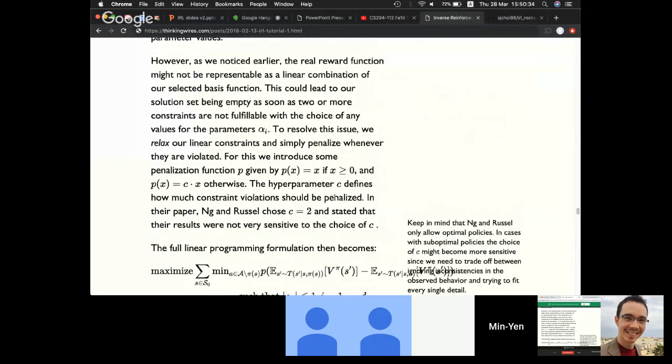The real function might not be representable. We already know that. To resolve this issue, we have to relax our linear constraint and simply penalize when they're violated. So this is very similar to the support vector case. If you remember your support vector machine literature, the basic version is a hard SVM, which says that there must be a satisfied solution. And in soft SVM, we say, well, we'd like these things to be constraints, but we can't guarantee that they're not violated. So I add slack variables into them, right? So we're basically doing that.